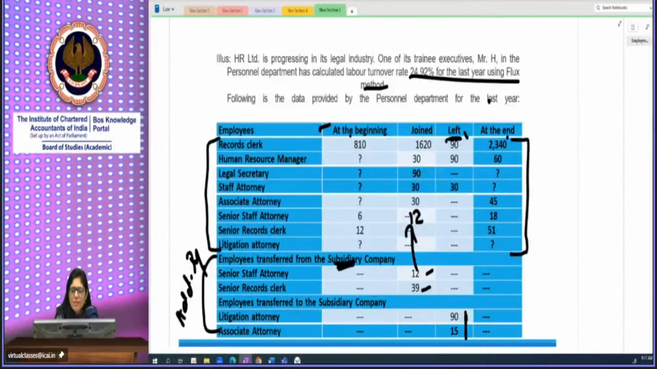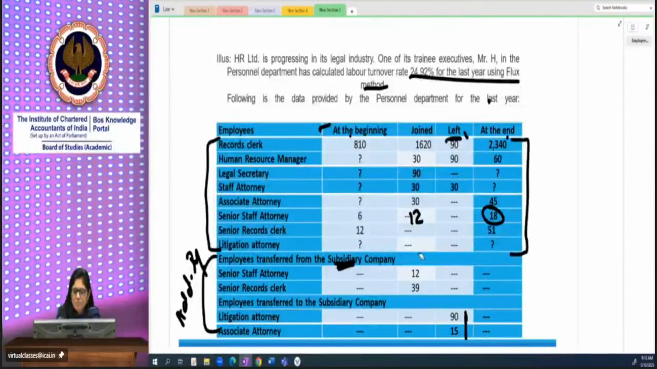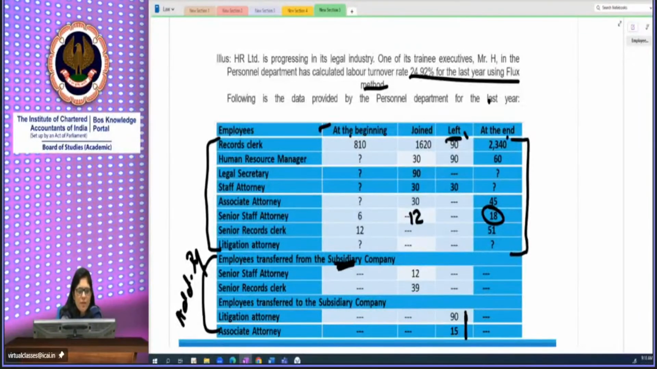So I have written under joined. All right. The joined is missing. See, if 6 were the opening, 12 have been transferred from subsidiary company and the closing comes to 18. So this way you have to understand this question. Clear? So I have written 12 here.